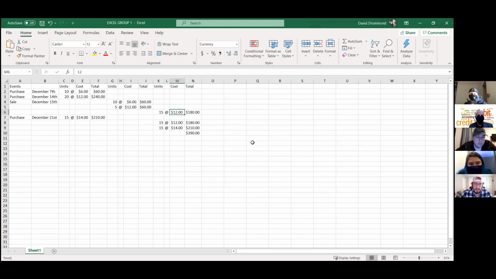The rest of the $12 are still in inventory. Oh, this is the total leftover. Gotcha. Okay, there we go. So then the third purchase is added in to the leftover after the sale. Okay, and then the total of everything, which would be 30 units.